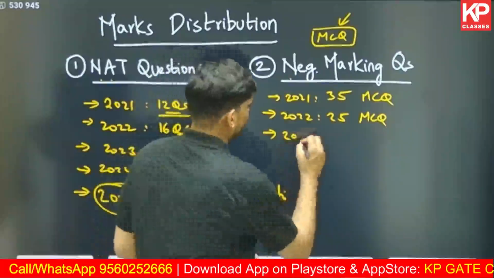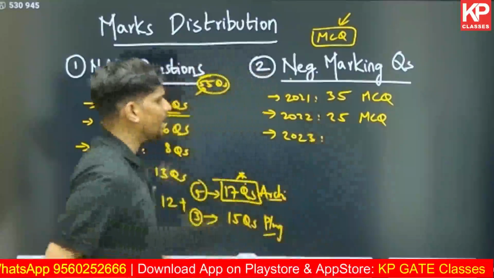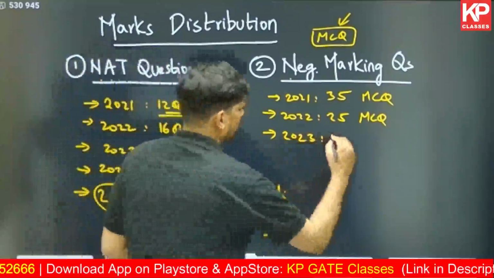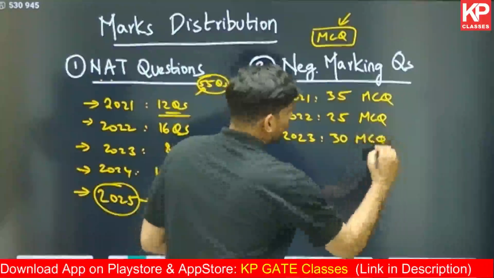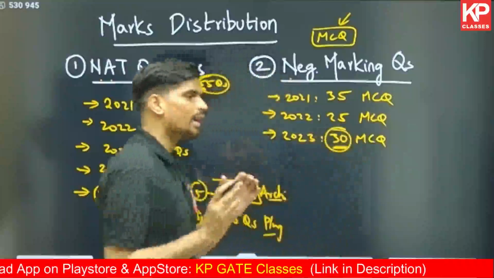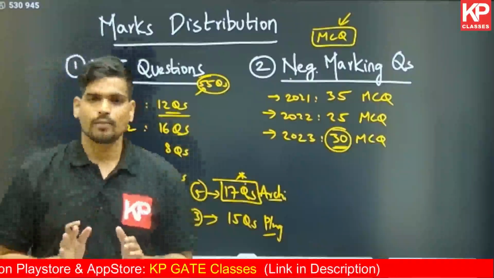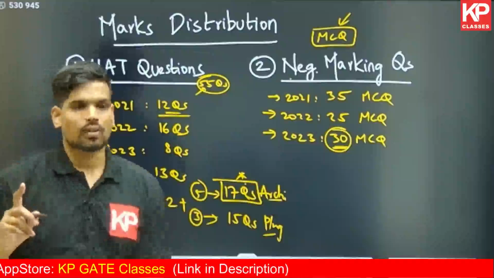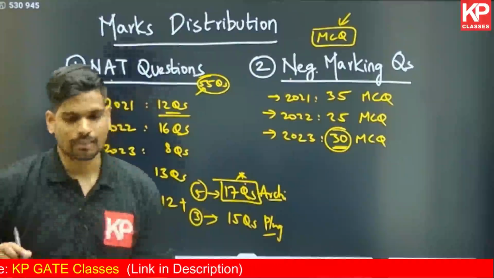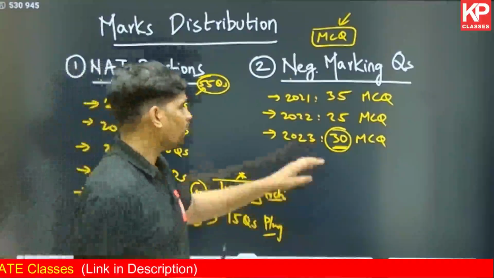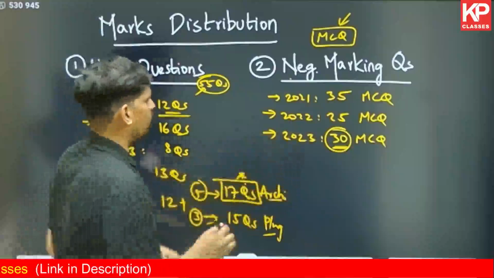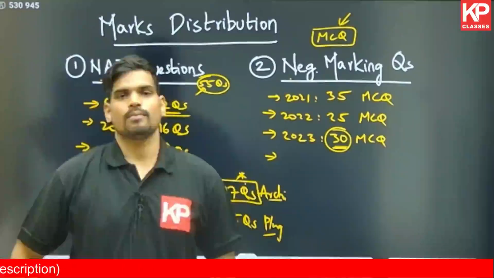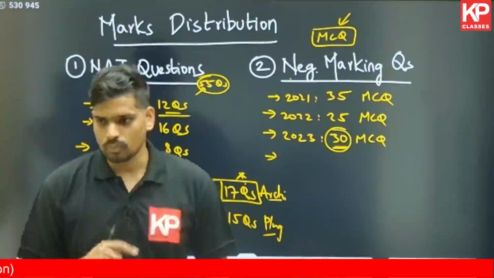In the year 2023, the number of questions with negative marking was 30. There were 30 multiple choice questions. Generally, this is the average number. On an average, you can expect around 30 multiple choice questions. That is slightly more than 50% of the common part, architecture part and planning part, excluding the general aptitude. Slightly more than 50% of the paper will be multiple choice. That is something which has negative marking, which includes both 1 mark and 2 mark questions.